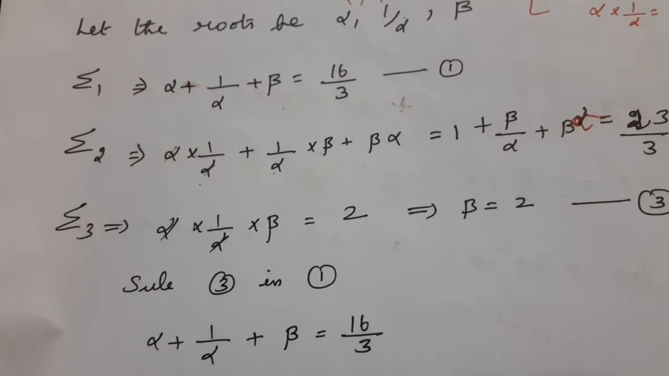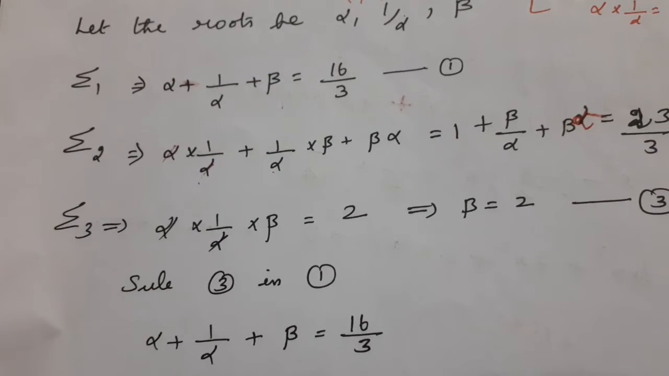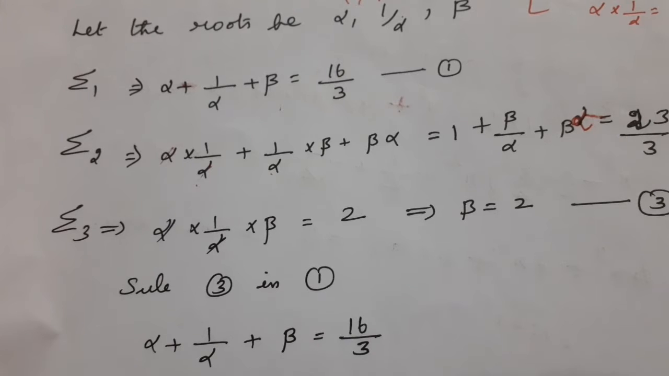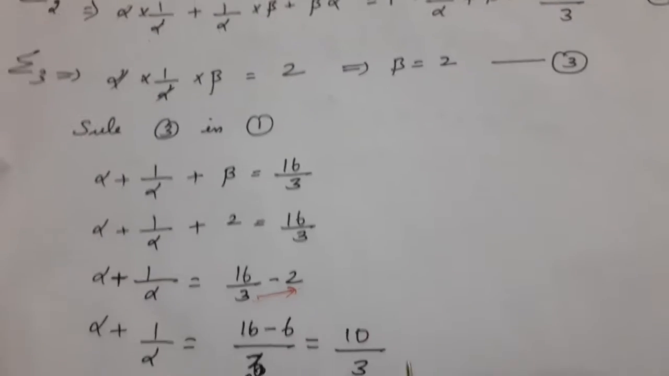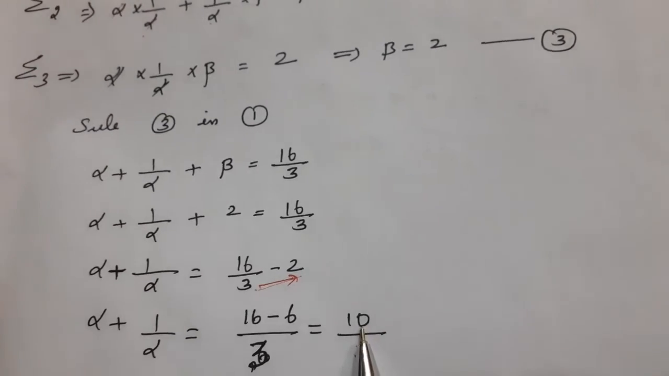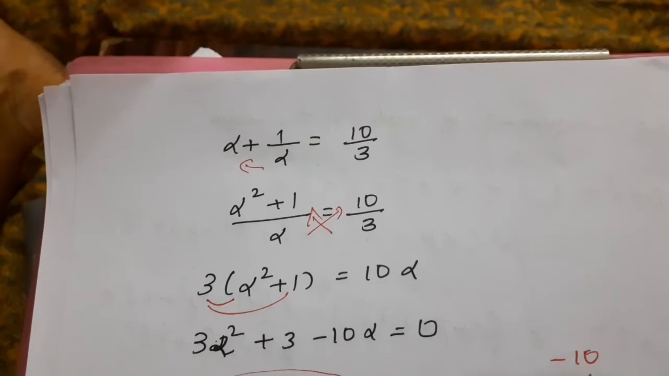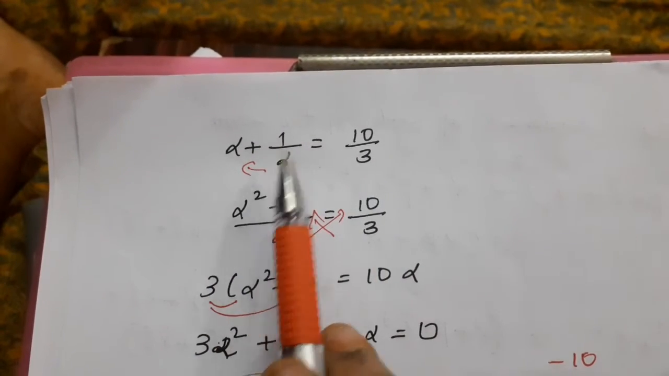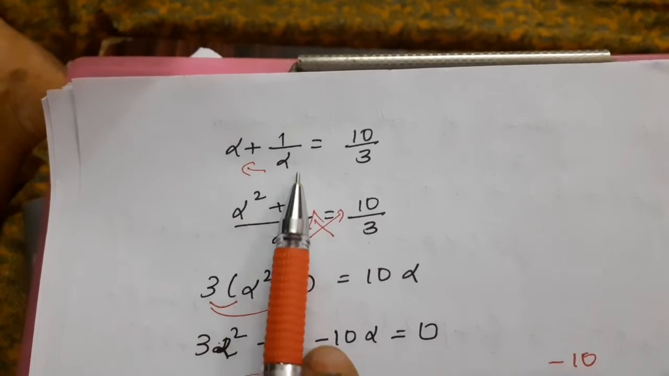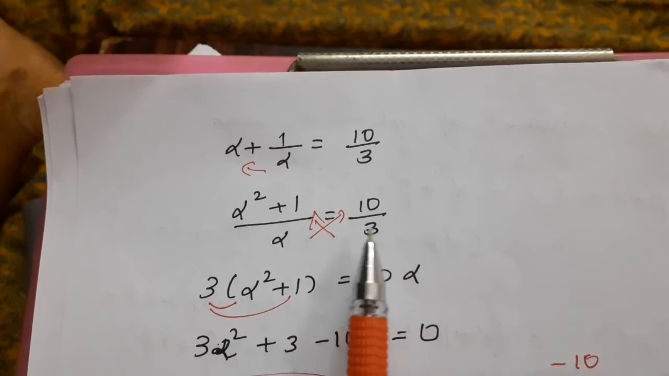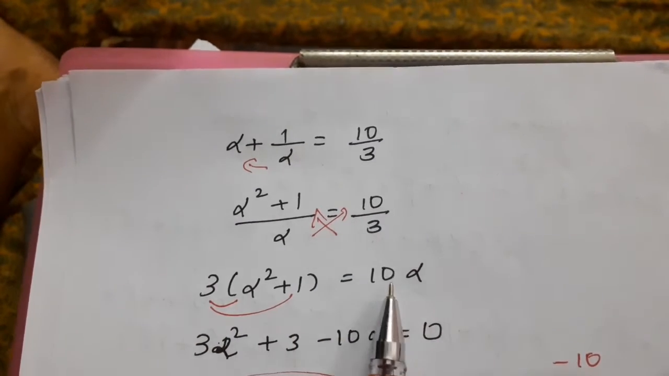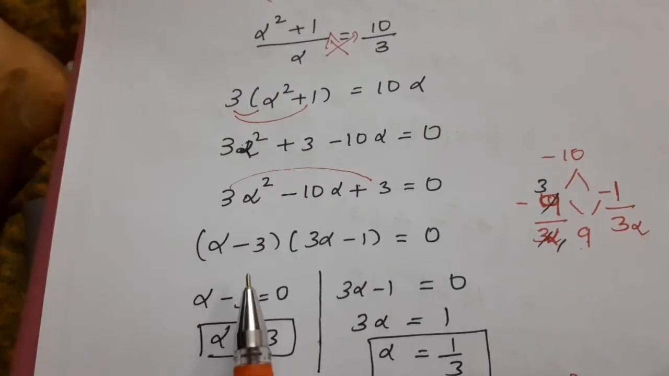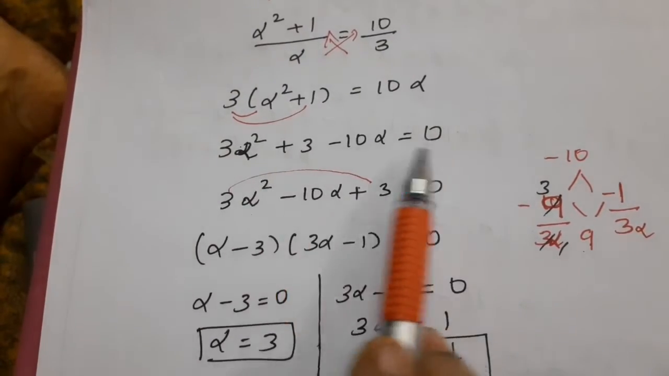Which one is very important? The condition is alpha into 1 by alpha equal to 1. The product of the two roots is 1. So therefore we take alpha and 1 by alpha as two roots whose product is 1. So alpha plus 1 by alpha equal to 10 by 3. Taking the LCM, alpha square plus 1 by alpha equal to 10 by 3. Just take the cross multiplication, and after the cross multiplication we get a quadratic equation.